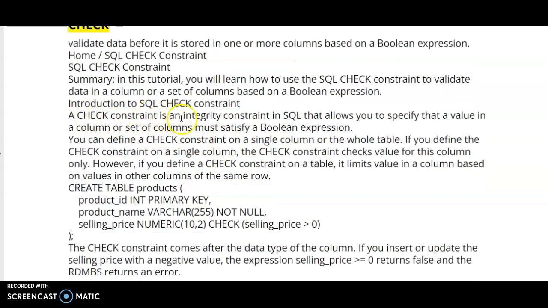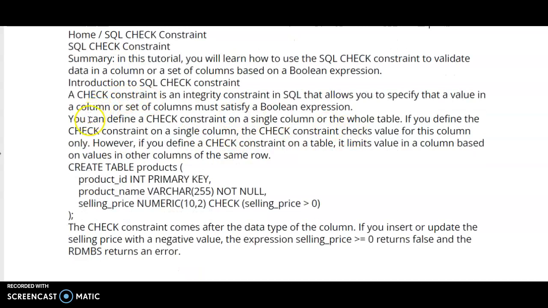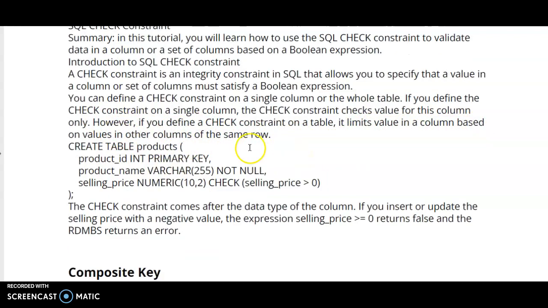A check constraint is an integrity constraint in SQL that allows you to specify that a value in a column or a set of columns must satisfy a Boolean expression. You can define a check constraint on a single column or on the whole table. If you define the check constraint on a single column, it checks values for this column only. However, if you define a check constraint on a table, it limits values in a column based on values in other columns of the same row.